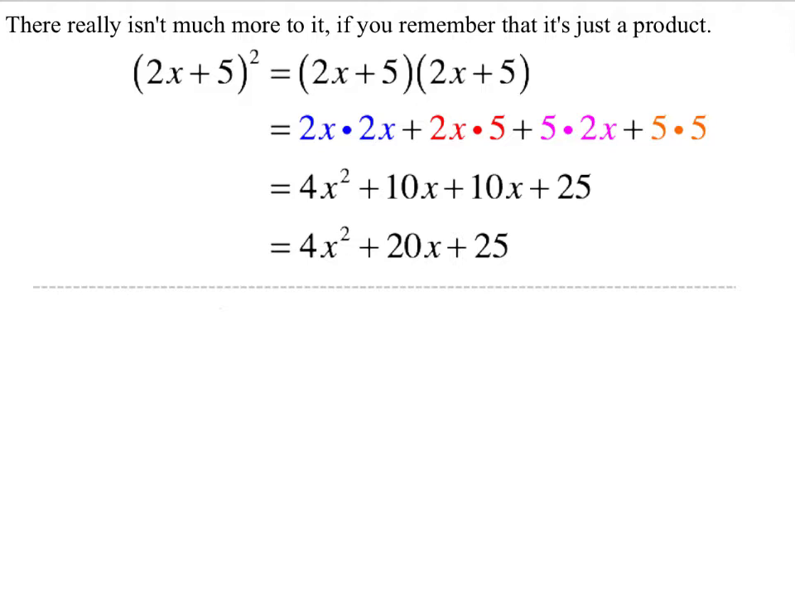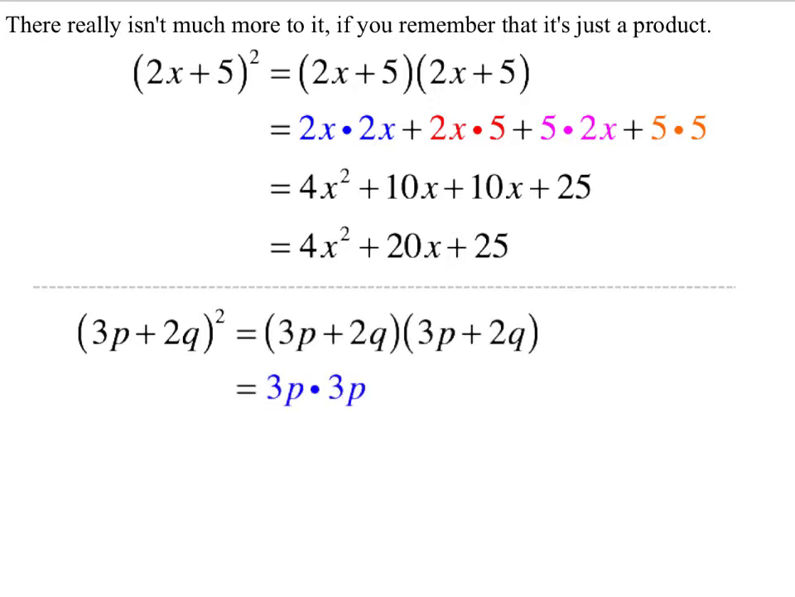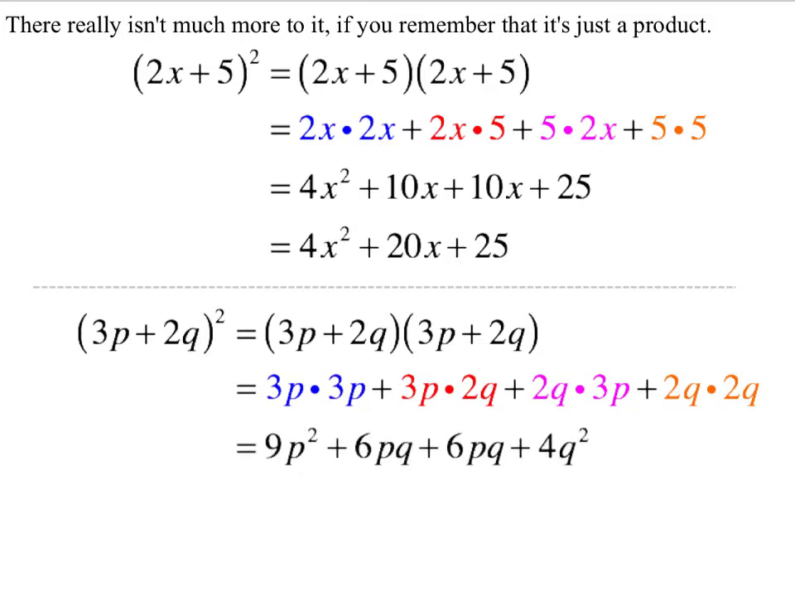It really doesn't matter how complicated the binomial appears to be. For instance, 3p plus 2q quantity squared ends up being just 3p times 3p plus 3p times 2q plus 2q times 3p plus 2q times 2q, which multiplies out to and then simplifies to become 9p squared plus 12pq plus 4q squared.